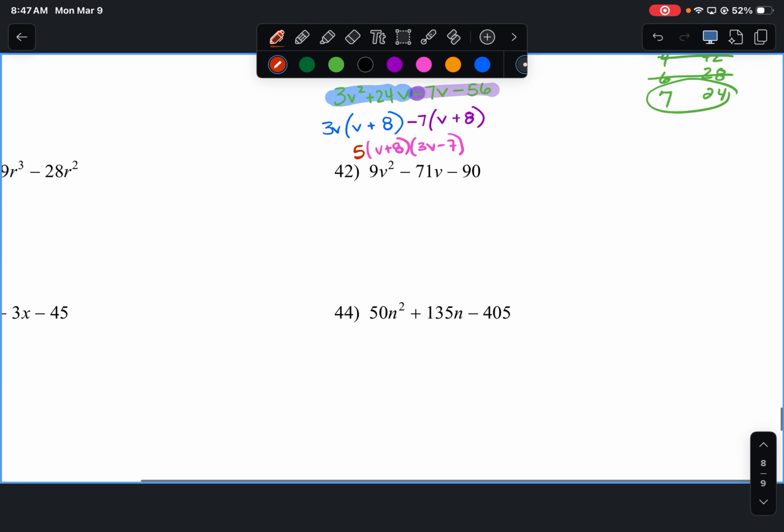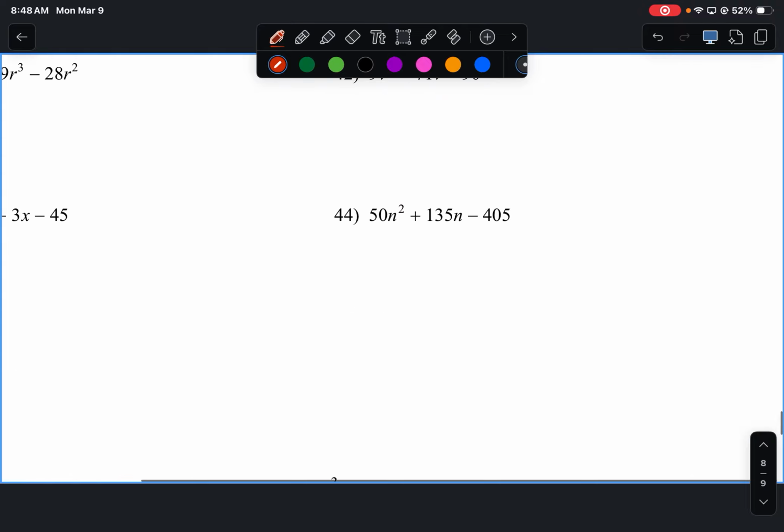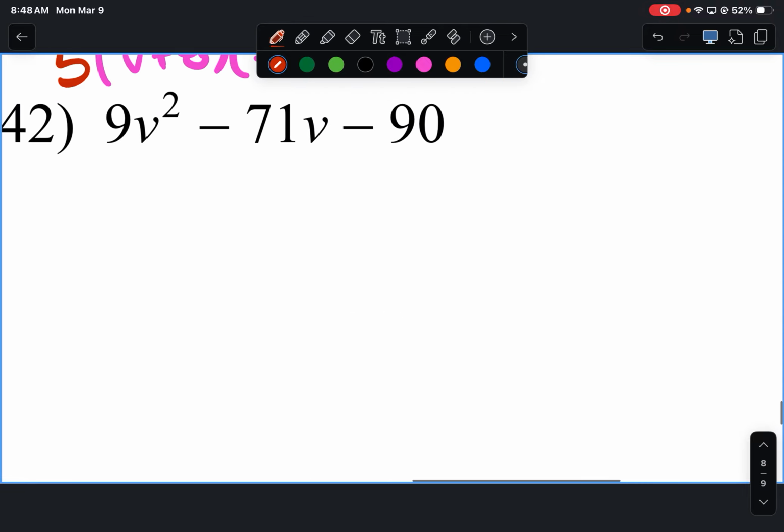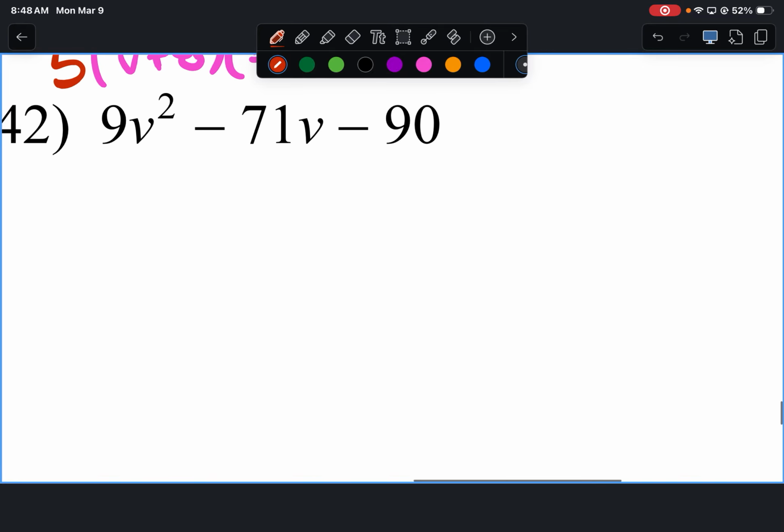But, yeah. Okay. 42 and 44 are big numbers. That's okay. We're still going to do them. Okay, for 42, does that have a greatest common factor? Oh, no. Wait. It might be 9. Wait, hold on. No, it's not 9. It doesn't have one. Okay, so we just have a trinomial. What is our A? 9. What is our B? What is our C?